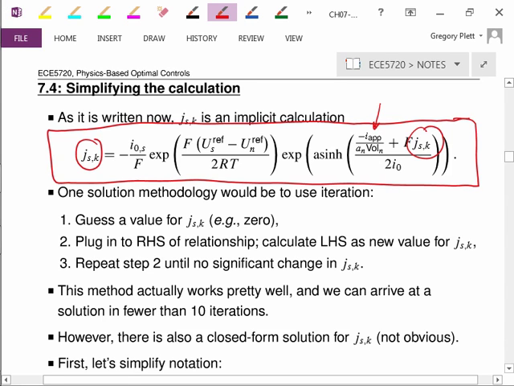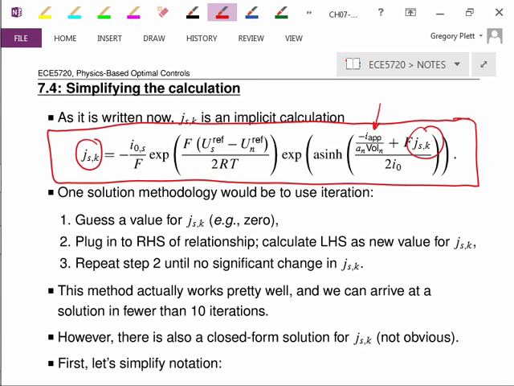Normally, when you're presented with this, it is called an implicit calculation, by the way, as opposed to an explicit one, because the solution variable is on both sides, and it's not at all clear how to perform any operations on this equation to get the variable on one side only.